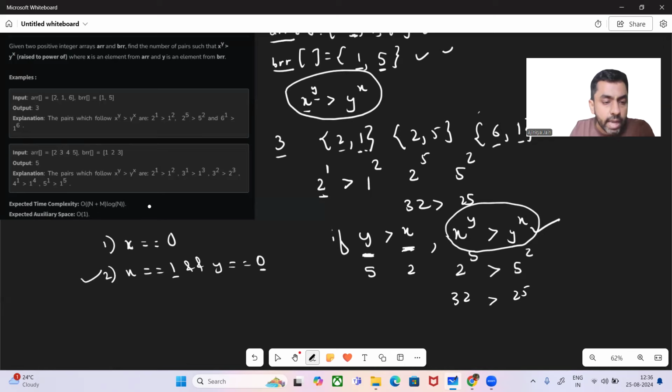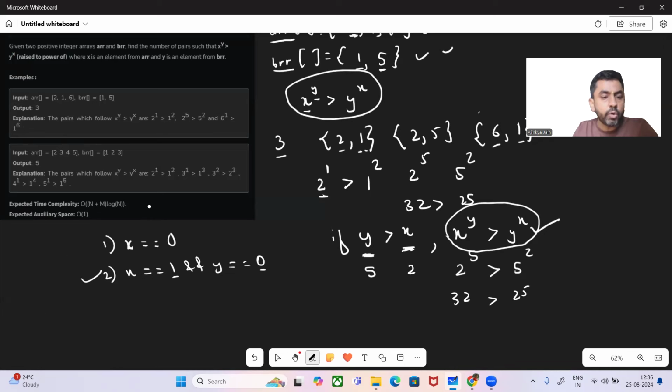So for the X element which is 1, if there are three zeros in the second array, then we'll increment the answer by 3. There'll be three pairs basically: 1 0, 1 0 and 1 0, like this. So this is the second condition.